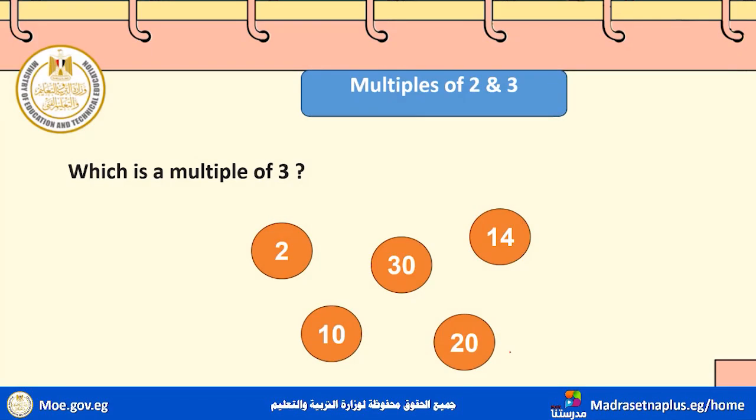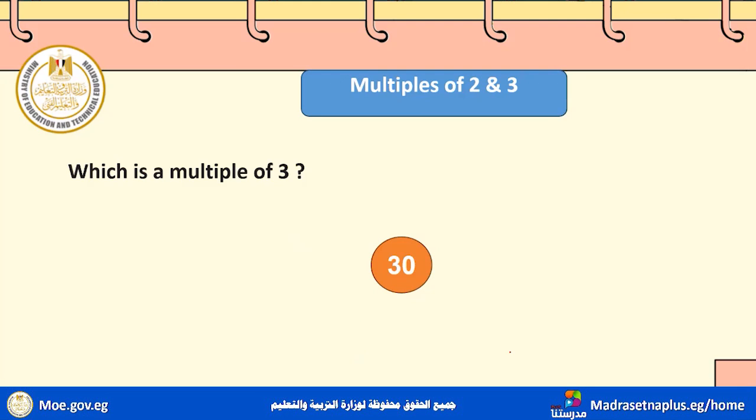Which is a multiple of 3? 2, 10, 30, 20, or 14. You can cross out the numbers that aren't multiples of 3, or kick them out. Let's start, so I kick out 14. Why? Because 14 is not a multiple of 3. I kick out 2. 2 is not a multiple of 3. So finally we have 3 numbers: 30, 20, and 10. Kick out 20 and kick out 10. So the multiple of 3 in our question is 30.